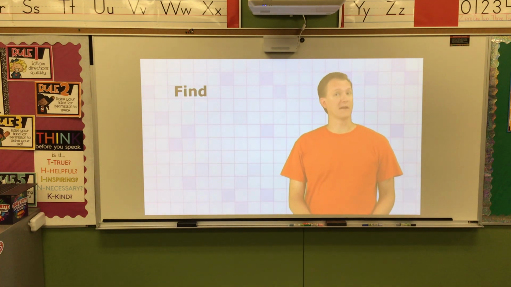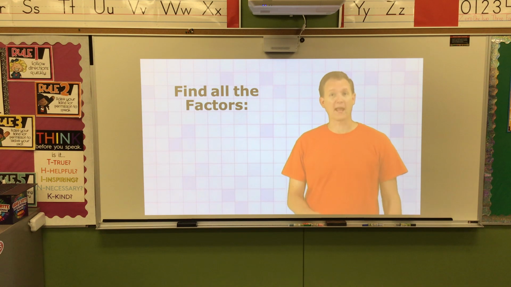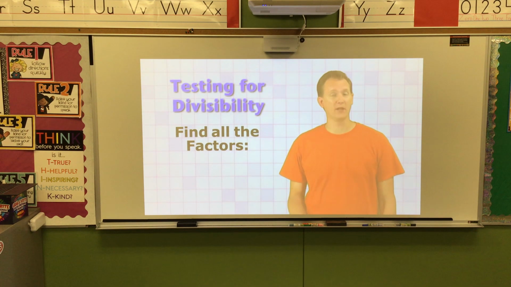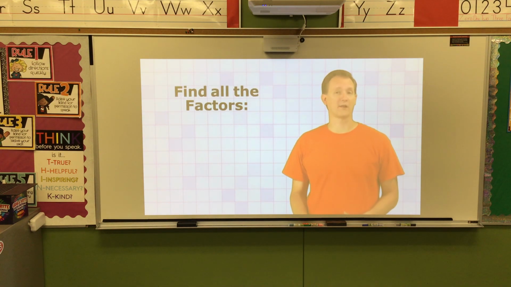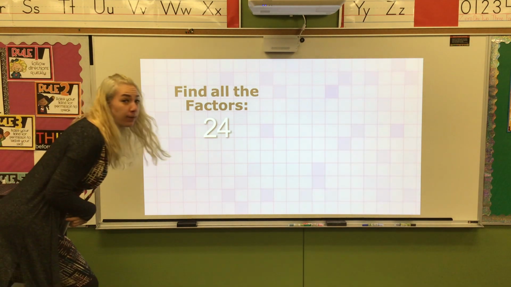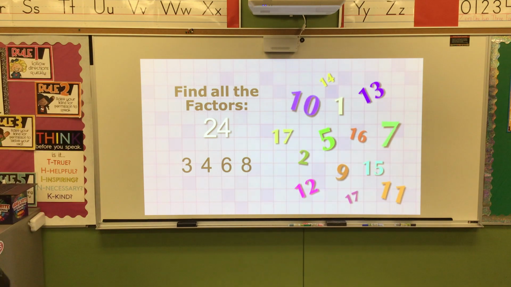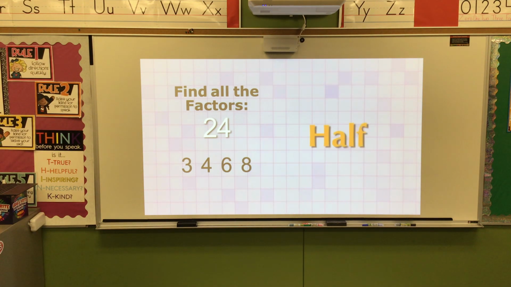Sometimes you may be asked to find all the factors of a number. If that happens, you can use testing for divisibility to solve the problem. To see how it works, let's try to find all the factors of 24. But there's a lot more numbers we can test. Fortunately, we only need to test numbers that are less than half of the number we're testing.